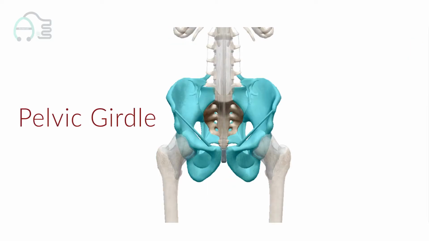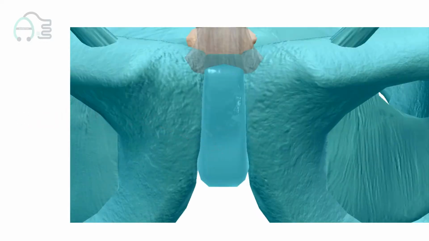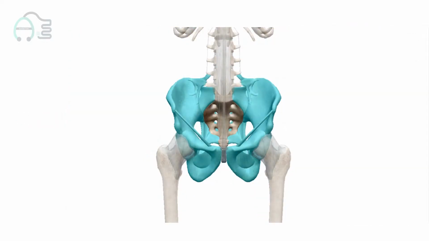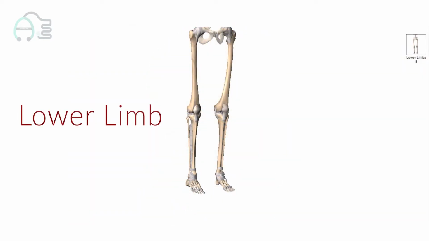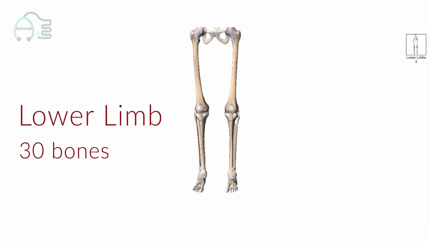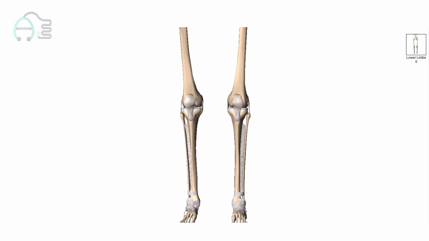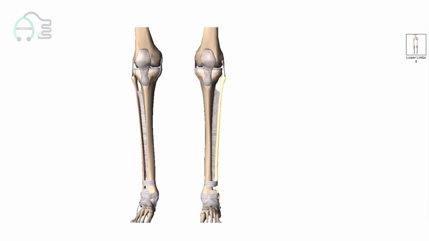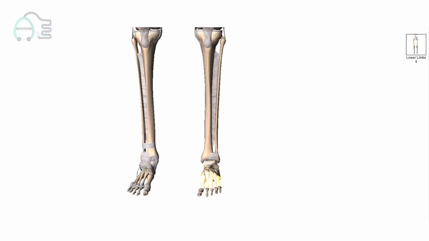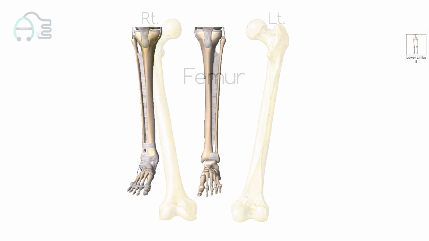2 pelvic girdles join with each other at the symphysis pubis. Each pelvic girdle is a single bone in adults, the hip bone, and is made up of 3 components: ilium, ischium, and pubis. 2 lower limbs, each lower limb consists of 30 bones. These bones are femur, tibia, patella, 7 tarsals, 5 metatarsals, and 14 phalanges.